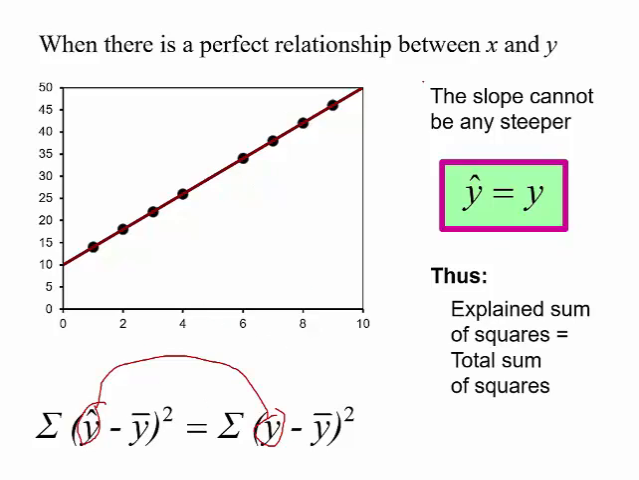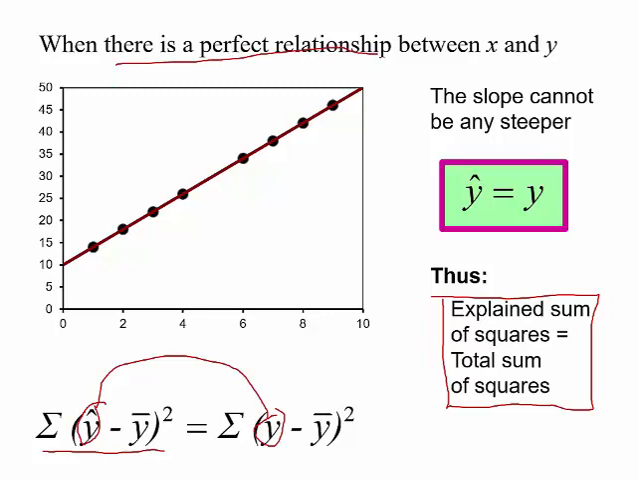So that means that if there's a perfect relationship, the explained variance sum of squares, y hat minus y bar, is the same thing as the total sum of squares, y minus y bar. In other words, explained sum of squares equals total sum of squares if you have a perfect positive relationship. Actually, it would also be true if you had a perfect negative relationship. It would come out the same as well. So if you have a perfect relationship between x and y, then your explained variance sum of squares will equal your total sum of squares.